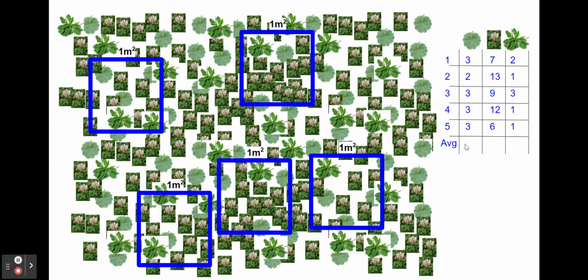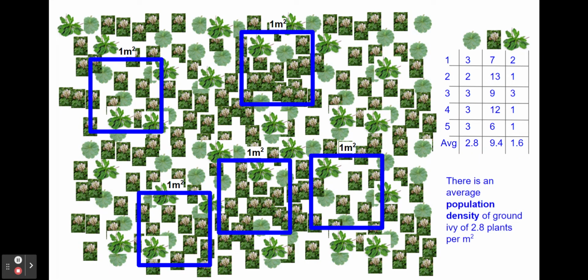Now I'm going to calculate my averages. 3 plus 2 plus 3 plus 3 plus 3, all divided by 5, is an average of 2.8 ground ivy. My clover is an average of 9.4, and my broadleaf plantain is an average of 1.6. So these averages are what I can use. Here's how I would write this up.